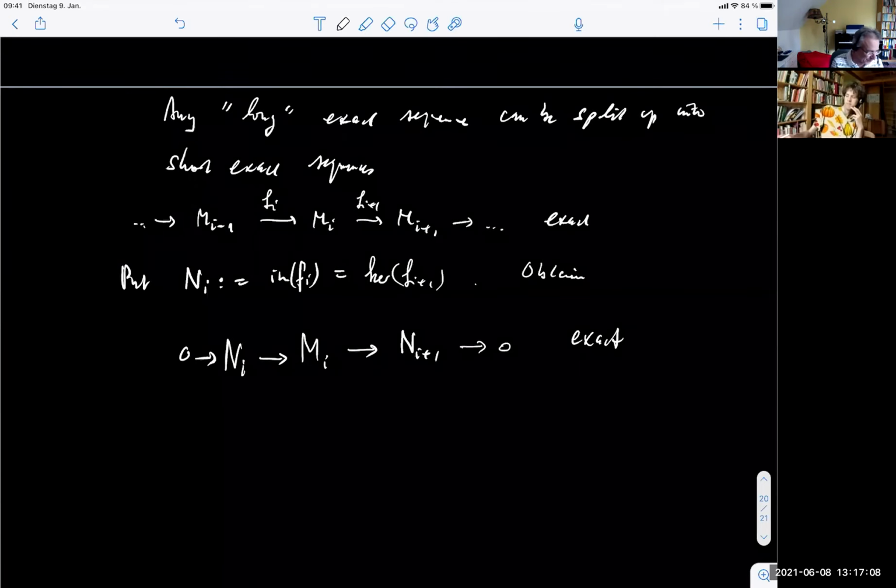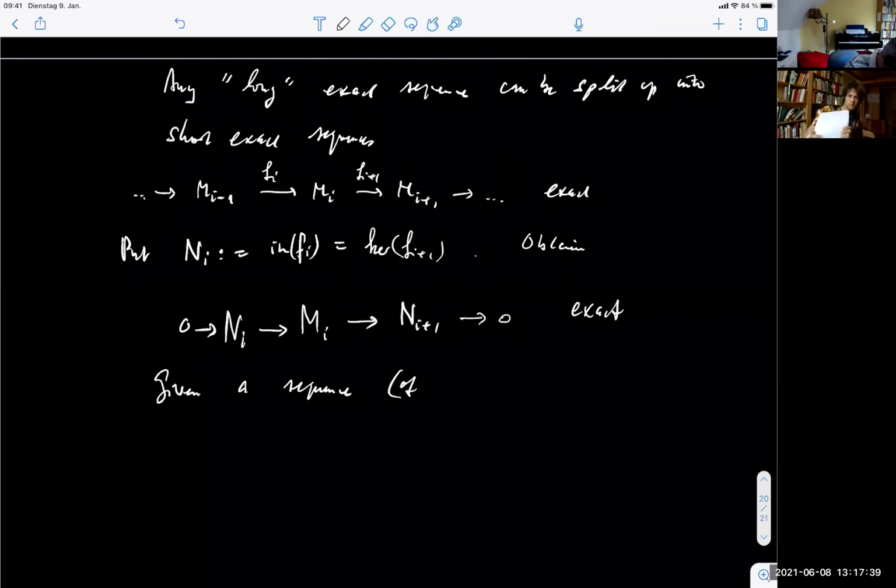So what can we do with that? Now let's see what happens if I have such short sequences and I want to dualize them. There are some useful observations. Given a sequence, if I say sequence, I always mean of A modules and A linear maps.